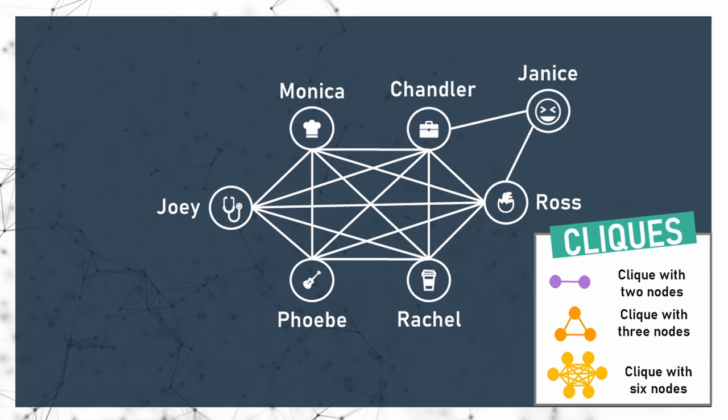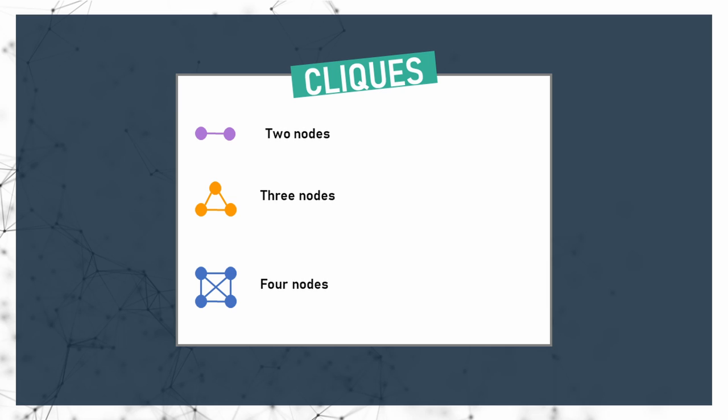Let's analyze the relationship between Joey, Chandler, and Janice. Joey and Chandler are best friends, and Chandler dated Janice. Is this a clique of three vertices? No, Joey hates Janice, and they are not connected, which means that they are not adjacent. In this case, we have two cliques of two nodes, one between Joey and Chandler, and another between Janice and Chandler. Whenever you think about a clique, think about mutual connections.